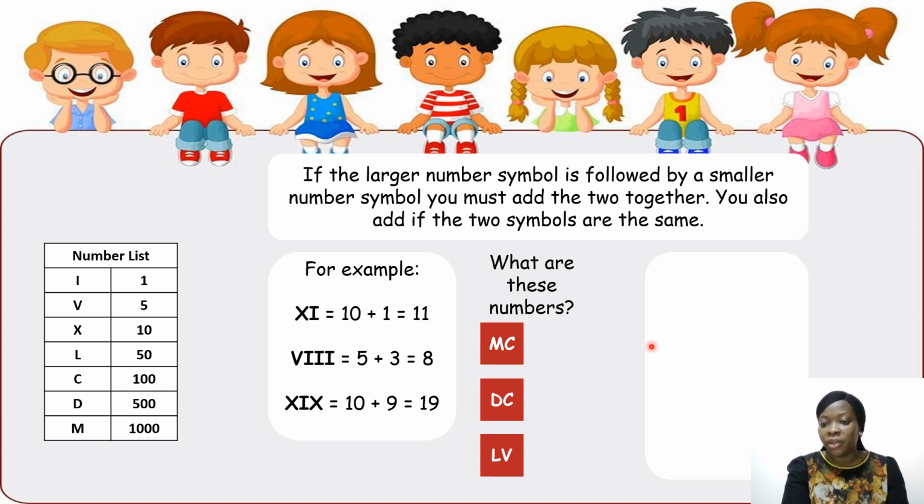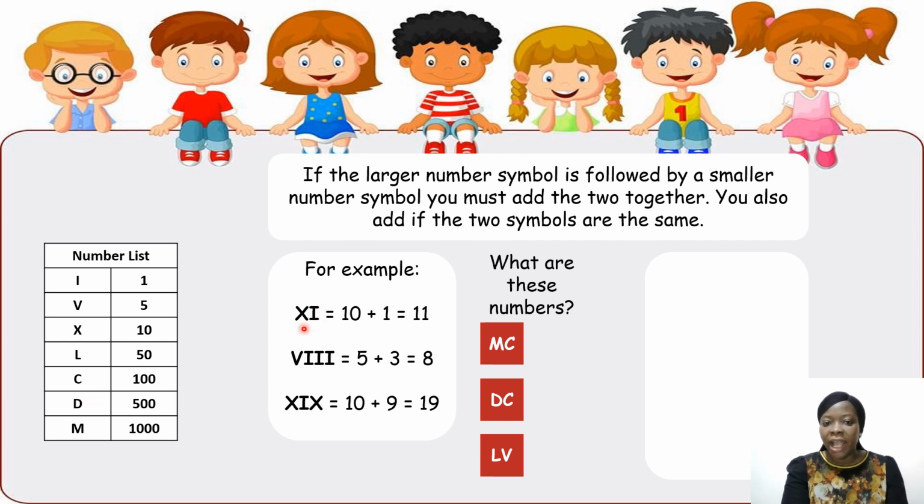Now, what is the first rule you need to note when writing in Roman numeral? If the larger number symbol is followed by a smaller number symbol, you must add the two together. You also add if the two symbols are the same. Now, when you know these basic letters which are used, every other one falls in place.